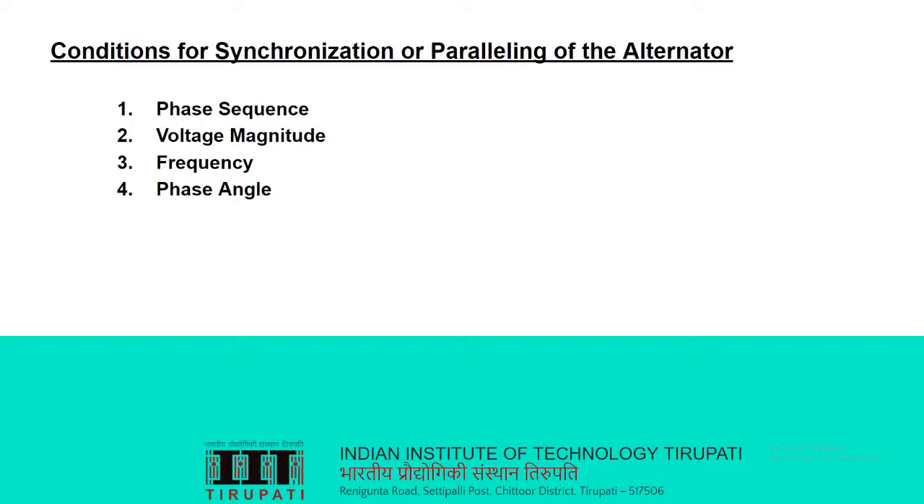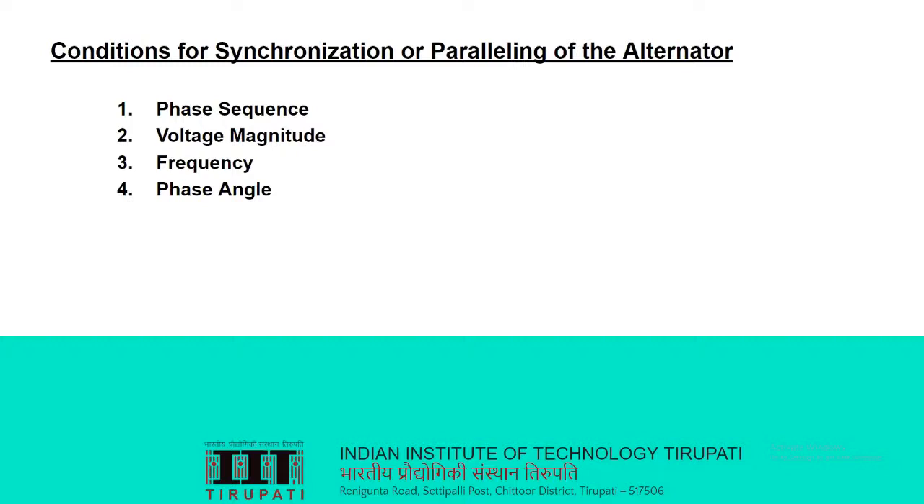The frequency of the incoming generator must be equal to the frequency of the busbar. Improper matching of frequency results in high acceleration and deceleration in the prime mover that increases the transient torque.